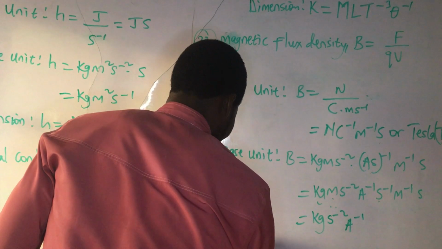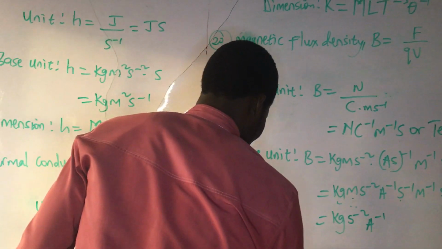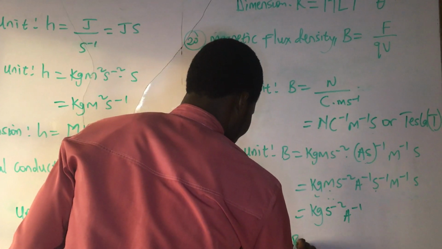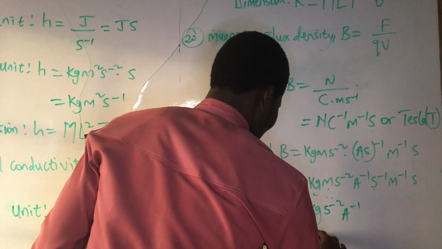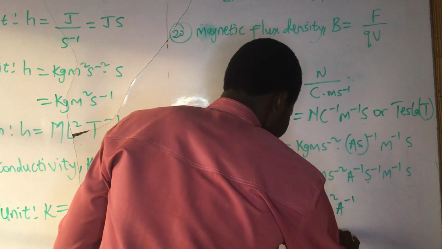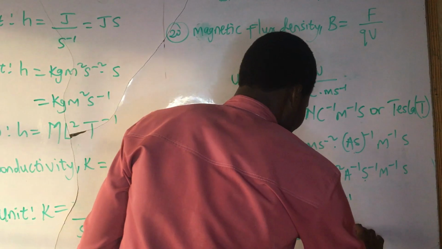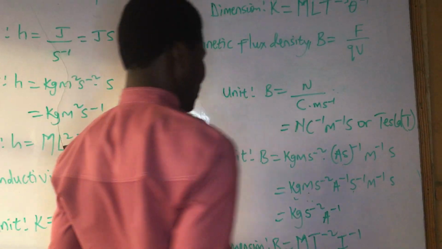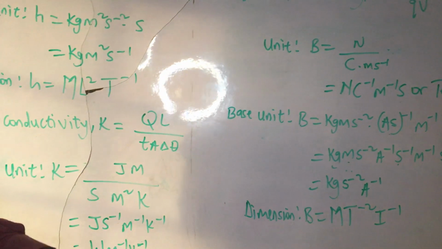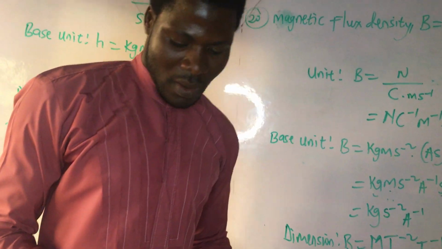So dimension now. We look at, that's capital letter M, T raised to power -2, I raised to power -1. That becomes the dimension of magnetic flux density.